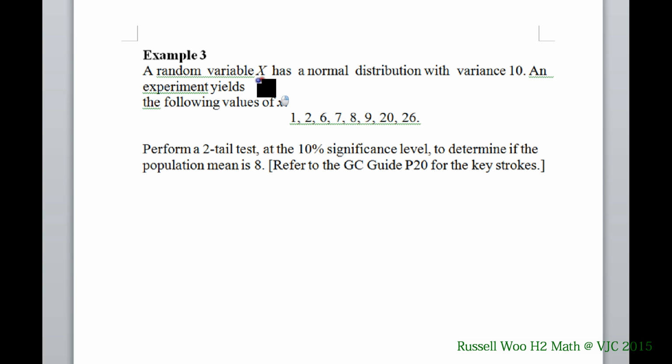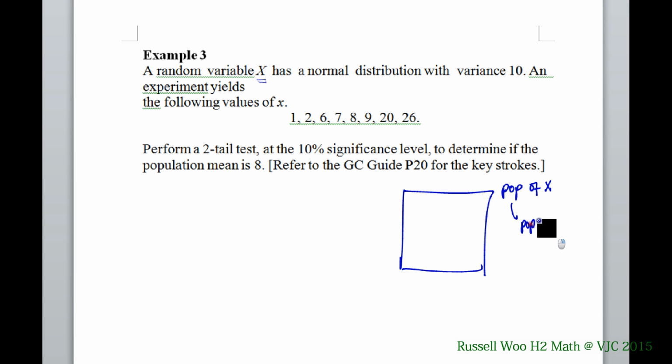Suppose you have a random variable X. X can be anything. It can be height, it can be weight, it can be delivery time, whatever. This is the entire population of X. And typically we are interested in the population mean. Correct? We are interested in finding out whether the population mean takes on a certain value. But we don't know. What do we do?